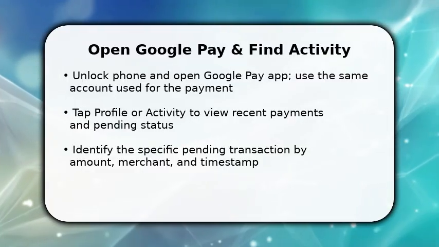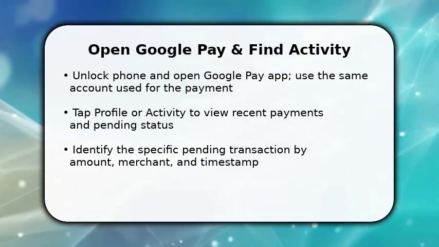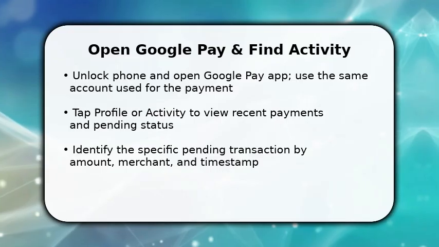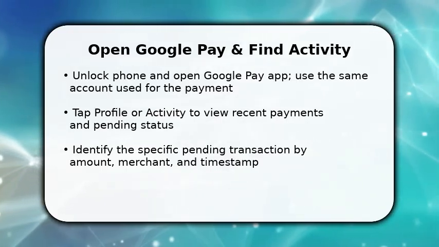You start by opening Google Pay and going straight to Activity. This avoids extra menus and gets you to the pending item fast. Once in Activity, scan the list and tap the transaction that shows pending.